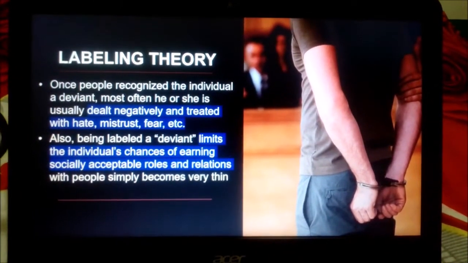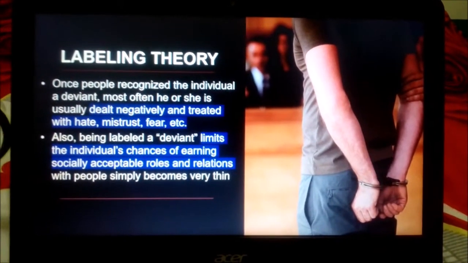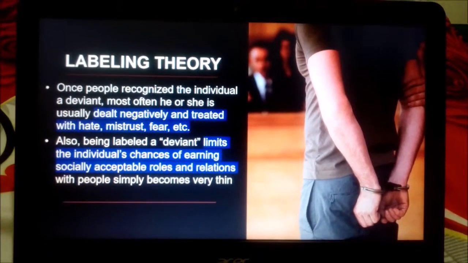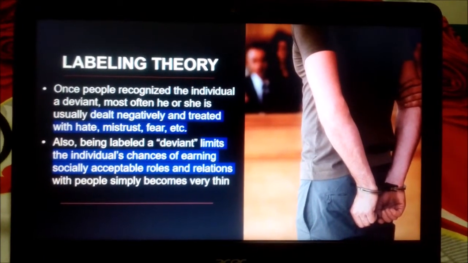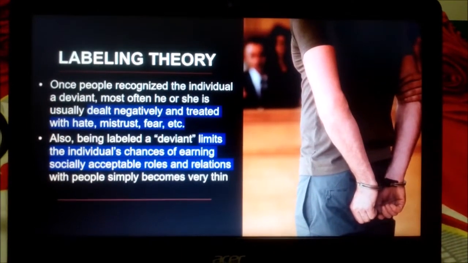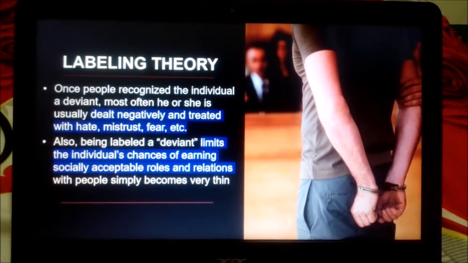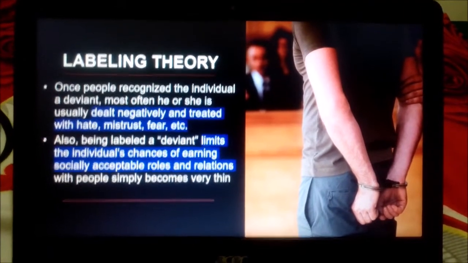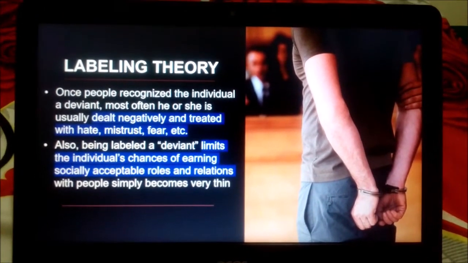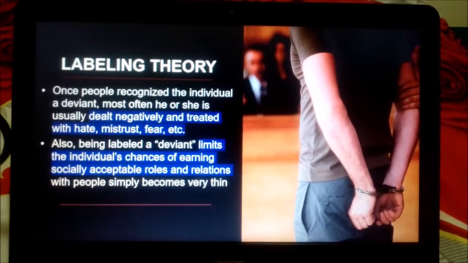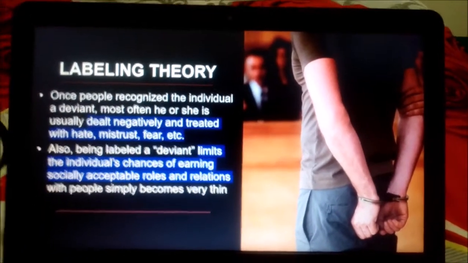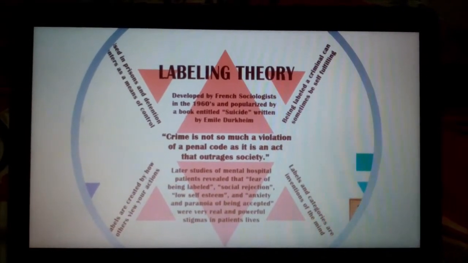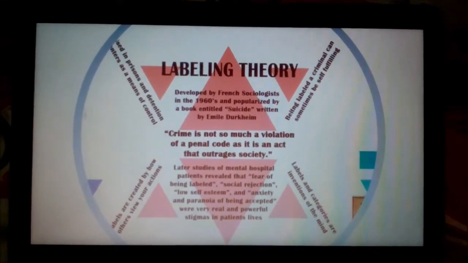More so, being labeled as a deviant limits the individual's chances of earning socially acceptable roles and relations. So, syempre, once na nag-commit ka ng isang deviant, may tendency na mawala yung trust sa'yo ng society, especially bigyan kanila ng socially acceptable roles and relations. No? Magiging limited ang kanilang interactions with you. Okay. So, here's then example of labeling theory pa. Example nga nito is yung crime.